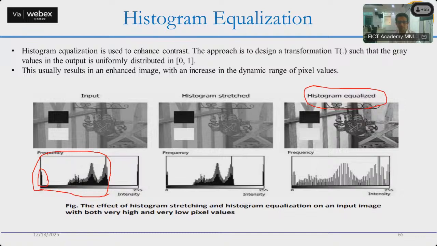And what is the difference? Redistributed to high intensity. See, okay. My question is, in which cases did the histogram stretching not succeed?